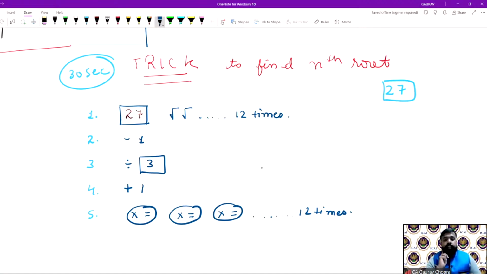The first step is type the number, then press root 12 times. Second step is -1. Third step is divide, divide by 3 for cube root. Then +1. And the last step is multiply and equal to, press this 12 times. Yes, now everybody has the answers. Shruti has given 3. Vandana 3. Trisha, Manish, everybody. Yes, great.